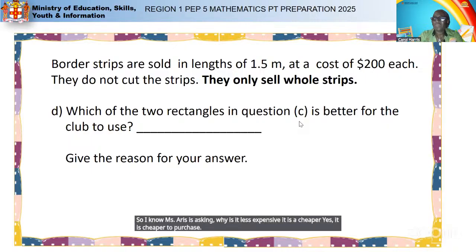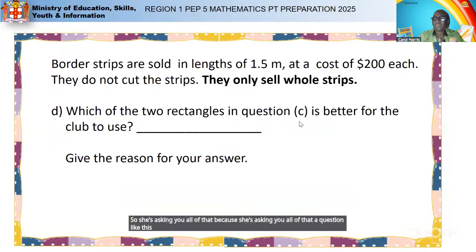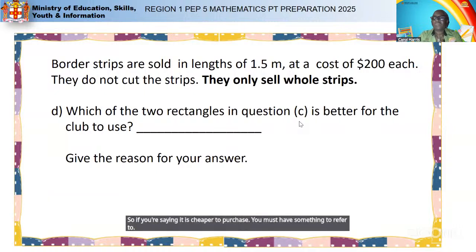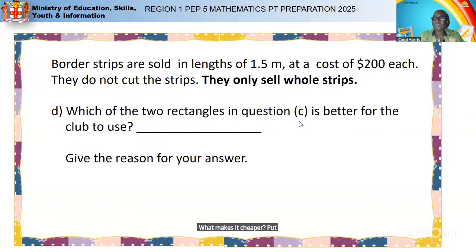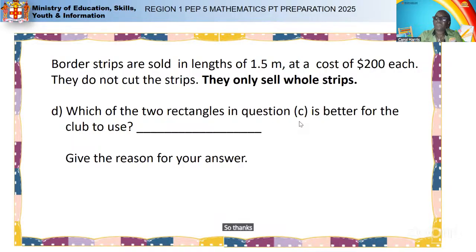She's asking all of that because a question like this asks you to give your reason for the answer. If you remember earlier, we asked you to make mention of certain important information. So if you're saying it is cheaper to purchase, you must have something to refer to. What makes it cheaper? Put that information in your reason or show the working for it, and then refer to it to say it is cheaper by so and so, or cheaper because of so and so. So thanks for inquiring, Miss Harris.